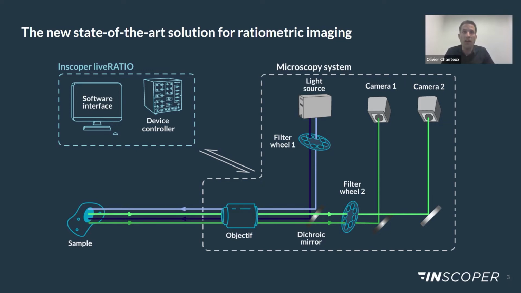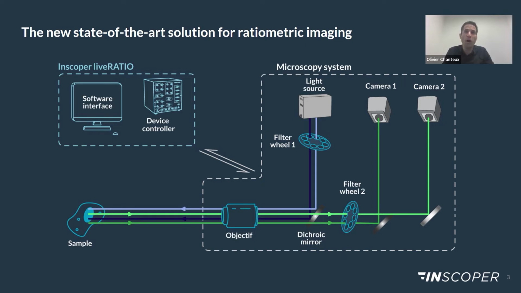In this example, there are two cameras to acquire each emission channel from the sample at the very same time and calculate the ratio between these two images. But it is also possible to use a single camera. In this case, the ratio would be calculated every two images received.